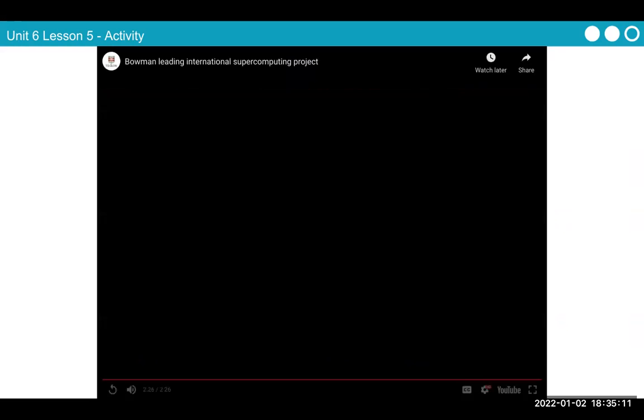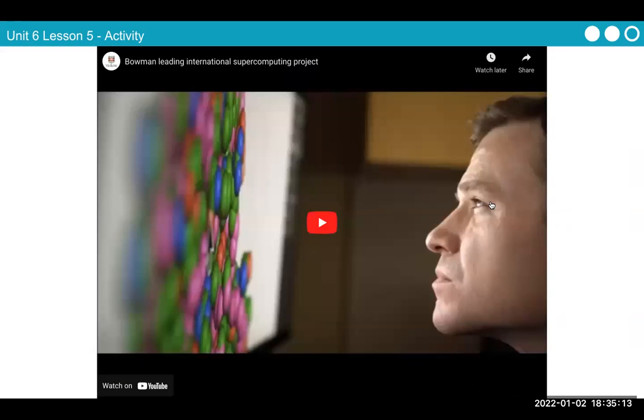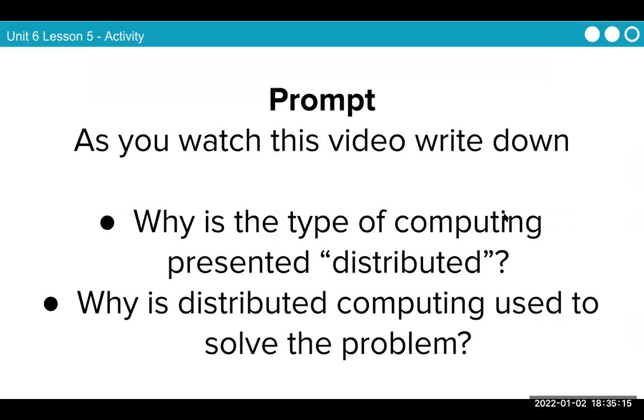Wow, pretty cool. All right, write down your answer. Why is the type of computing presented distributed? Why is distributed computing used to solve the problem?